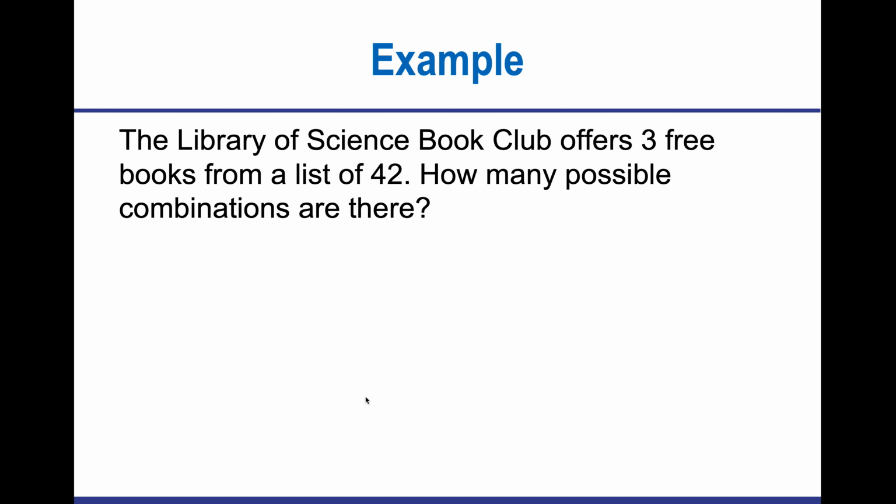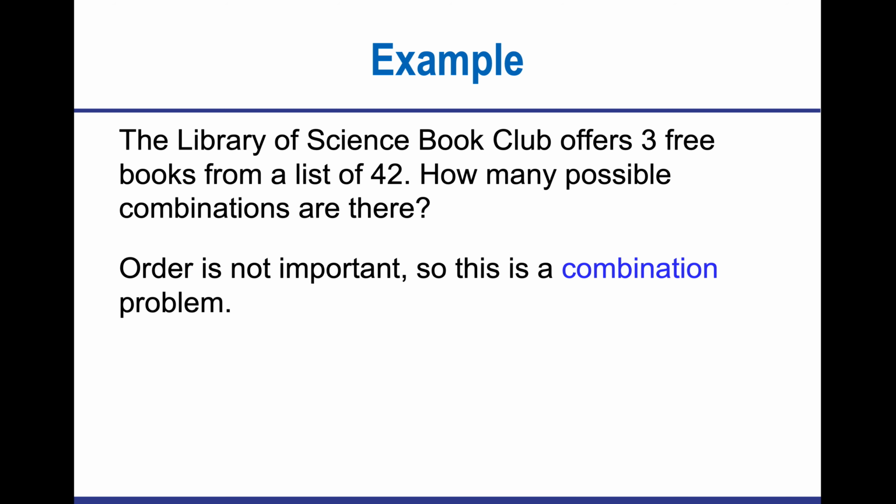So the Library of Science Book Club offers 3 free books from a list of 42. How many possible combinations are there? Well, the order that you select books in doesn't matter. There's no password or check process that's going to make it matter which book comes first. You're choosing 3 from 42, so it has to be a combination because you're choosing from a group.